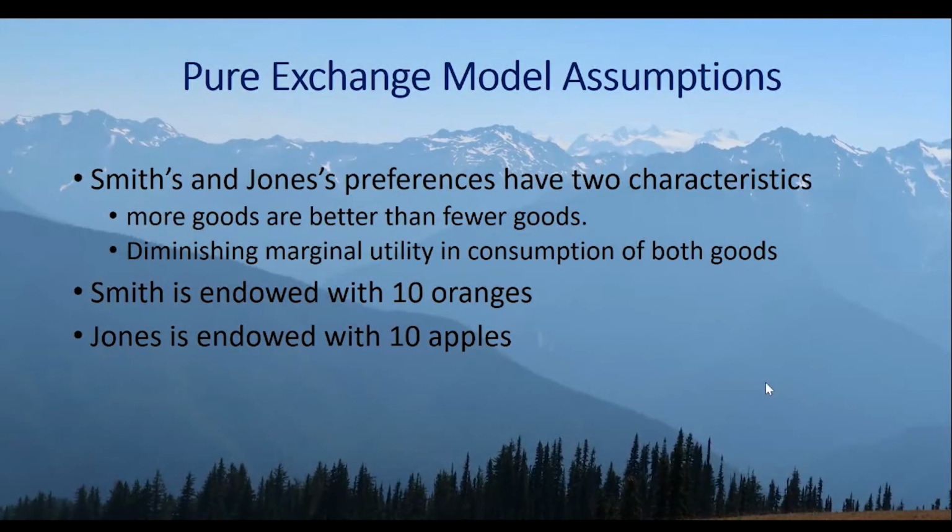We're going to imagine that the preferences have two characteristics. More goods are better than fewer goods, so more is better, and diminishing marginal utility in consumption, which we talked about and explained last time in class. We're going to imagine that Smith is endowed with 10 oranges, Jones is endowed with 10 apples, although we'll change that a little bit in our stories from time to time.